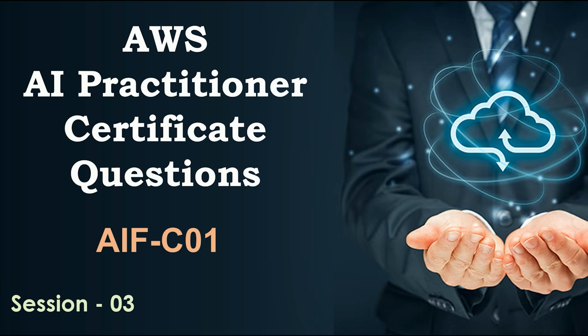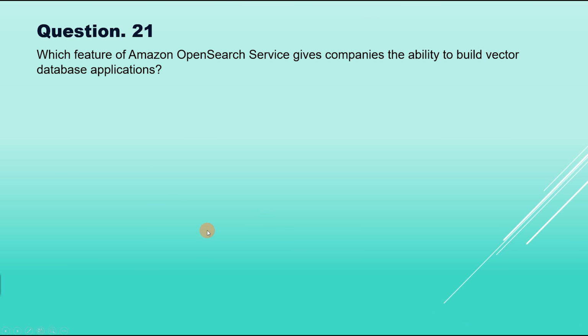In this video, we are going to discuss session 3rd for the series AI Practitioner Certificate questions. So, in this video, we will start with our 21st question of this series. Which feature of Amazon OpenSearch Service gives companies the ability to build vector database application? And here are the options.